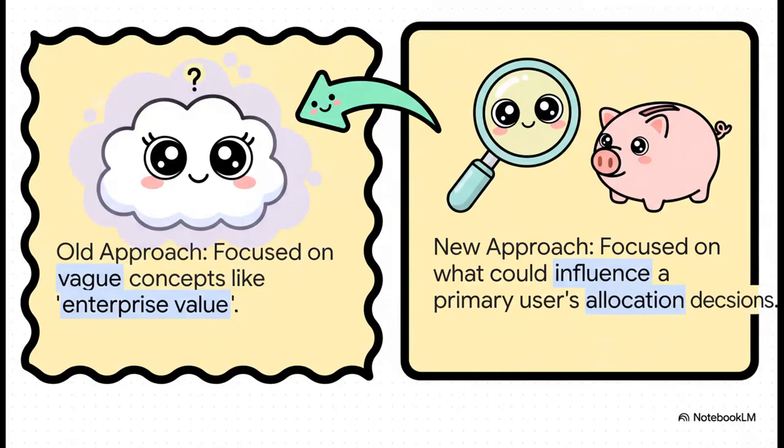This is a really important shift. In the past, materiality was sometimes tied to these kind of fuzzy concepts like enterprise value. IFRS S1 brings a whole new level of clarity. It lines up materiality directly with financial reporting standards you already know, like IAS 1, and it all boils down to that one practical question: could this influence a primary user's decision about where to put their money? It just makes everything so much more focused and, frankly, easier to apply.